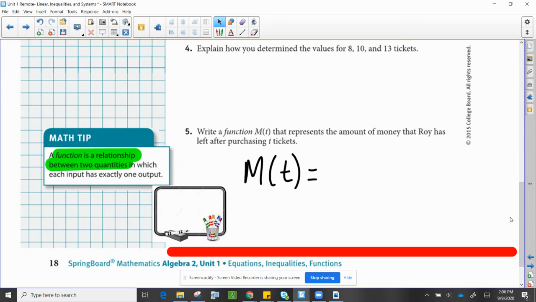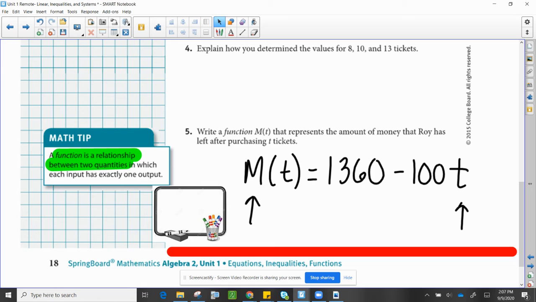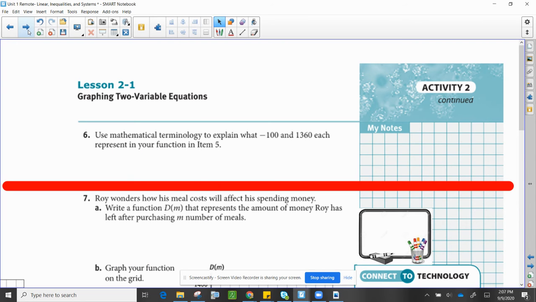Okay. So hopefully you took that we have $1,360, and we're going to subtract $100 for each ticket, for each show that we go to. So that would be our function, okay? And a function is a relationship between two quantities. So in this case, we're talking about the amount of money he has left over, relating that to the number of tickets for the shows that he goes to, okay? So taking this equation, we're going to copy it over here so we can talk about it a little more.